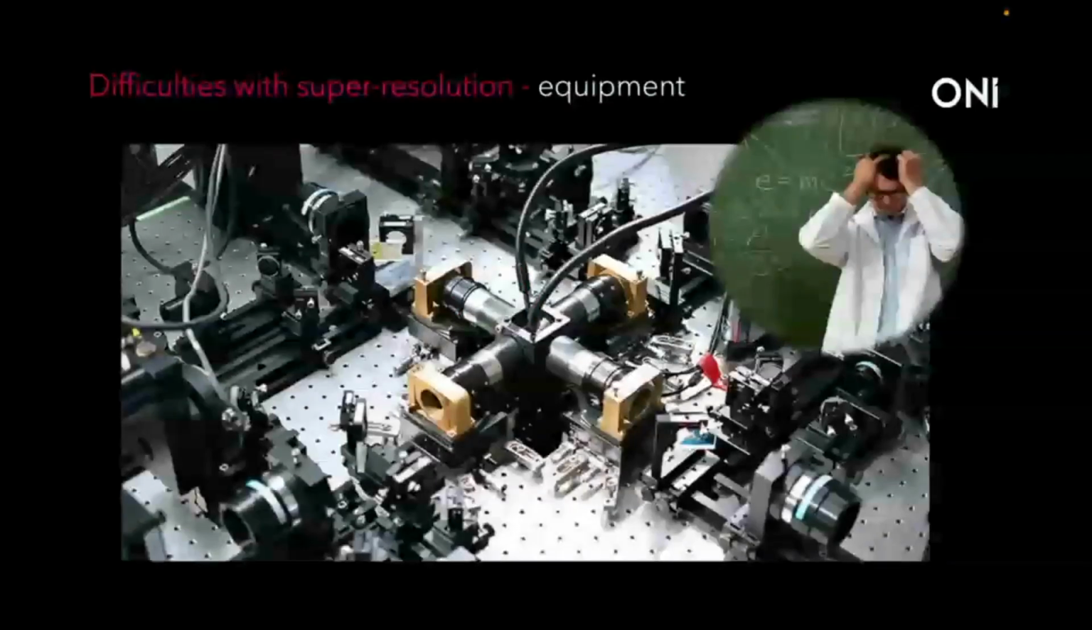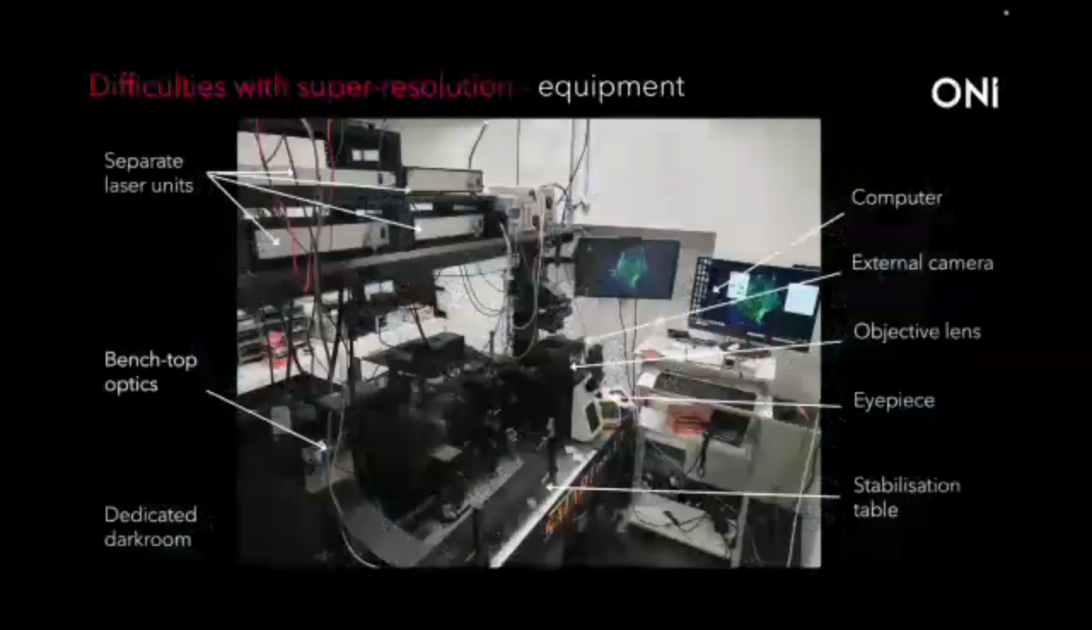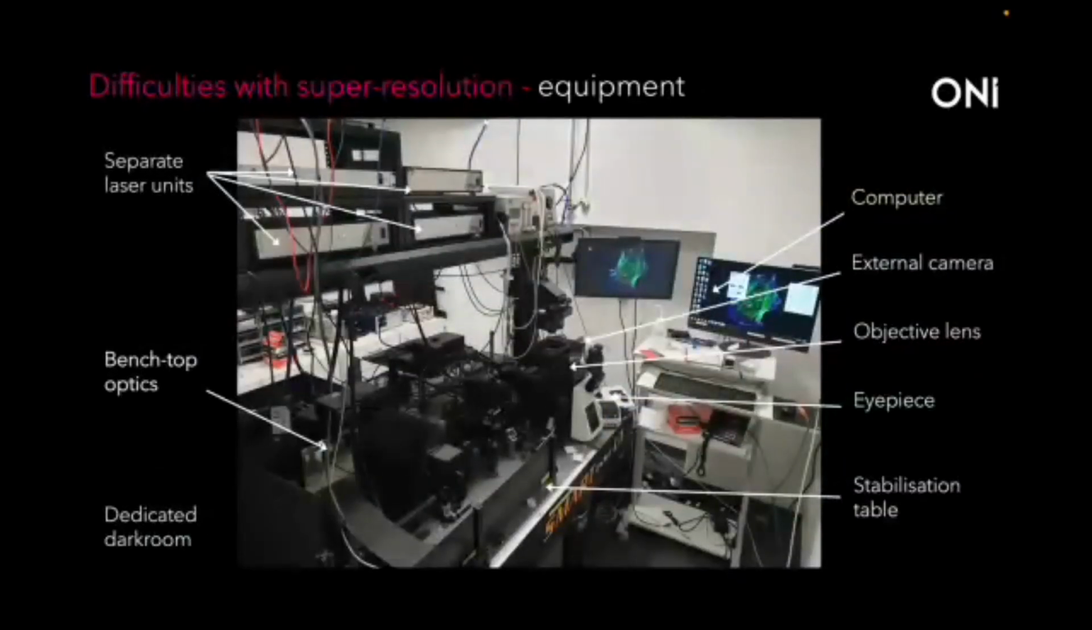There are a lot of difficulties with super resolution. The first one is the equipment. The equipment for super resolution on the whole is very complicated. It is often homemade. Even if it is commercial, it often requires lots of maintenance. It requires technical experts to use, operate, maintain. And just as an example, this was a super resolution instrument that I used to work with. It's an excellent home-built system, really good. I got a lot of very good data out of it, but it is nonetheless complex.